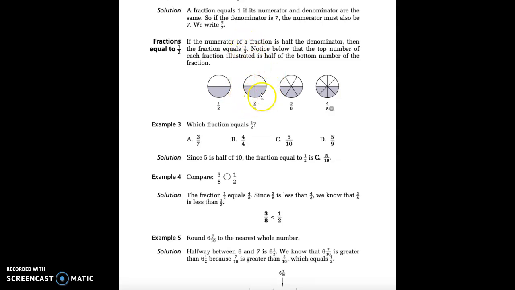Let's take a look at this one right down here. 2 is half of 4, therefore this is 1/2. 3 is half of 6, 1/2. 4 is half of 8, so that's 1/4, or 1/2, sorry.